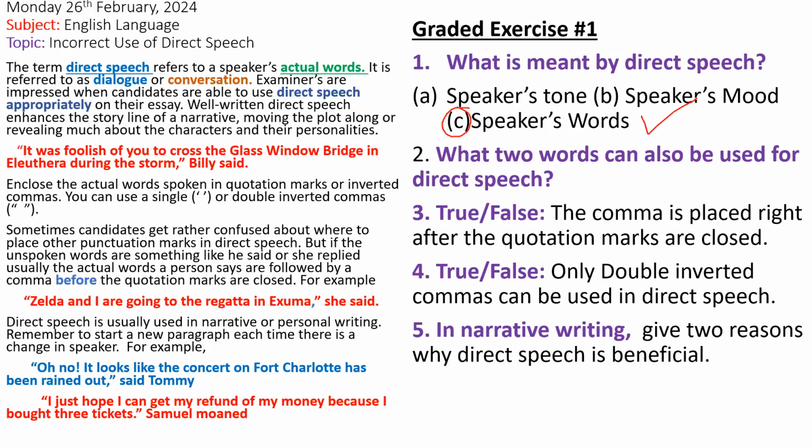What 2 words can also be used for direct speech? Dialogue. Dialogue and what else? Conversation. Dialogue and conversation. Anyone else got that right? Very good. Dialogue and conversation.